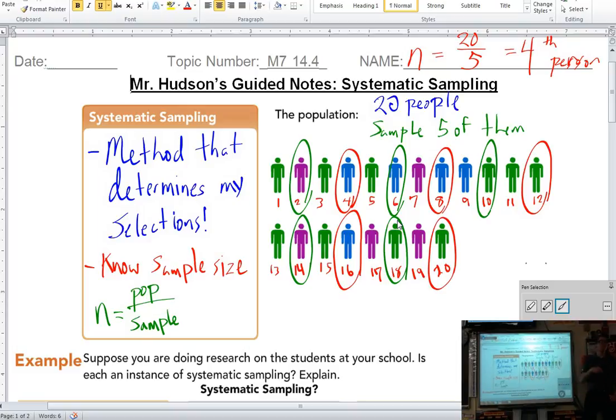This seems more representative. All I did was shift where I started, and it doesn't matter where you start as long as we're within the first 4. I could not start at 6, because then I've already skipped a choice, right? If I start at 6, I actually really had to start at 2. Does that make sense?